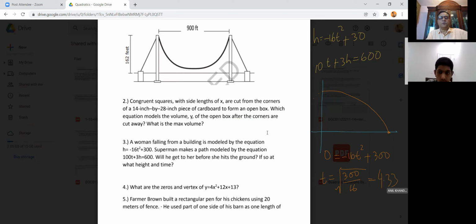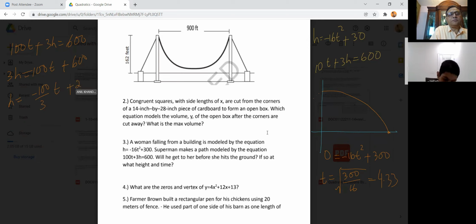Your question actually is Superman makes a path modeled by the equation 100t plus 3h equals to 600. So t is the independent variable. We can write 3h equals to minus 100t plus 600, and dividing by 3, h equals to minus 100 over 3 t plus 200, right? So this height is 300.